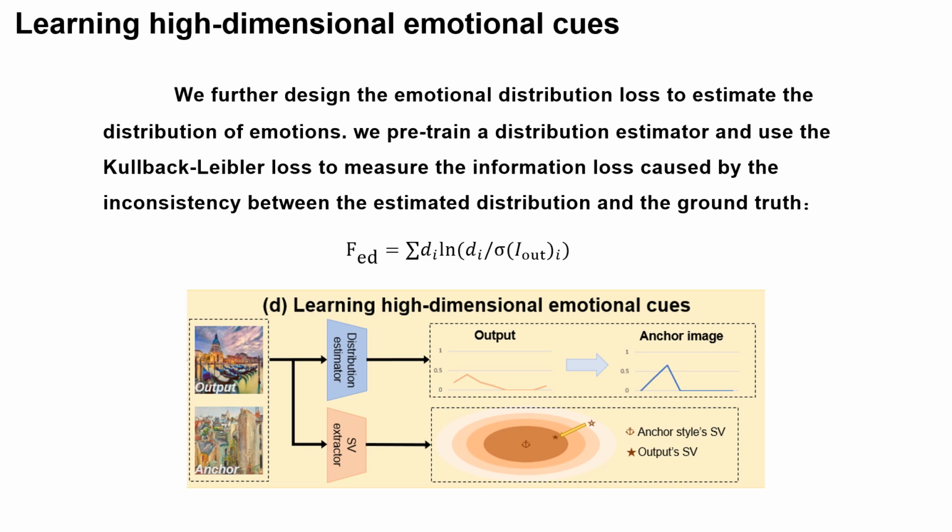We further design the emotional distribution loss to estimate the distribution of emotions. We pre-train a distribution estimator and use the Kullback-Leibler loss to measure the information loss caused by the inconsistency between the estimated distribution and the ground truth.